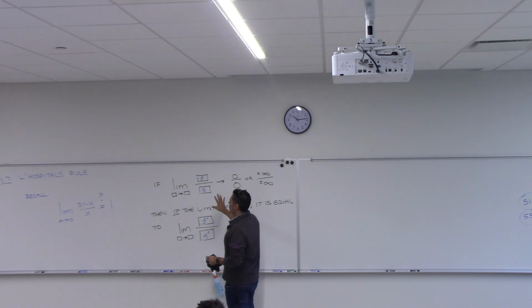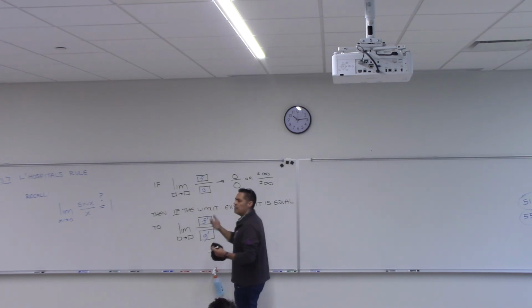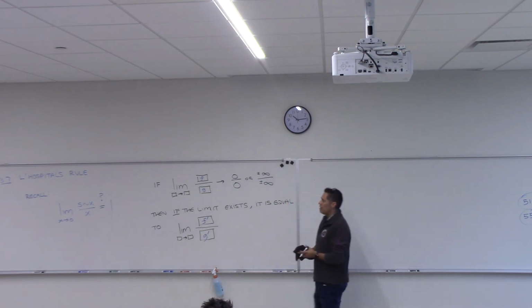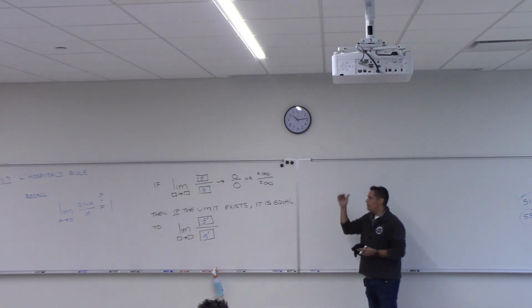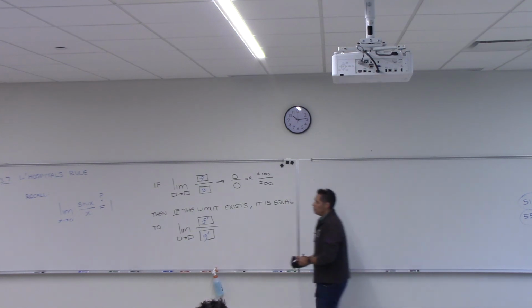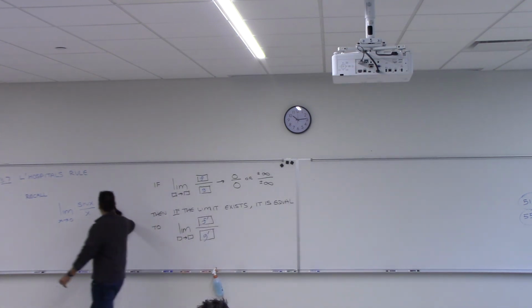Notice we're not asking for the derivative of something, right? If I'm asking for a derivative of something, then I'm going to use quotient rule if I see a quotient. But this is asking me to find the limit of something, and I'm getting infinity over infinity or 0 over 0. So let's go back to this problem right here.